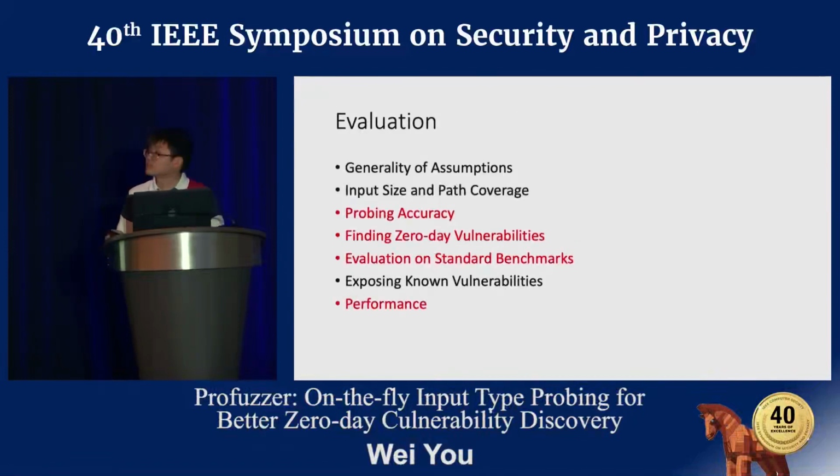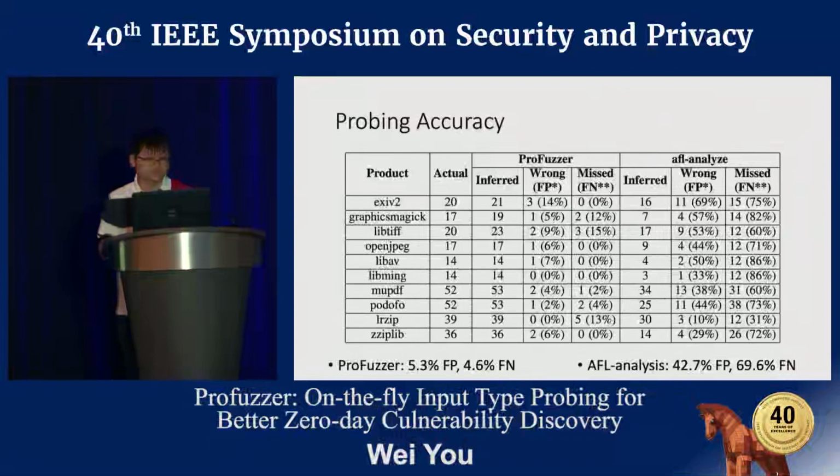And we conducted a set of experiments to evaluate the effectiveness and efficiency of ProFuzzer. Due to time limit, we will present 4 of them here. The first one is the probing accuracy, which measures whether ProFuzzer can correctly identify fields and their types through probing. We acquired the ground truth by manually checking how applications handle individual bytes and then compared the probing results with the ground truth to measure the false positive rates and false negative rates of ProFuzzer.